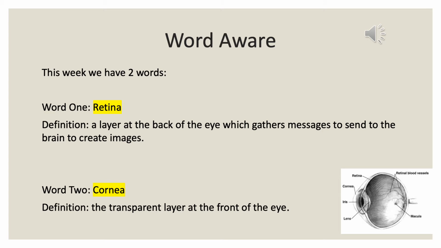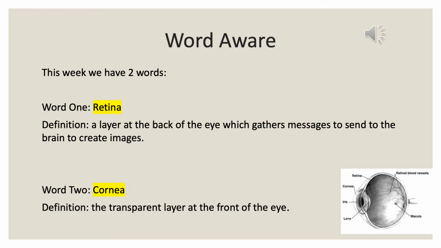So if you say it and I will say it. I say retina, you say. Okay, and if we clap out the syllables, so it is retina. So we've got 3 syllables, okay? If you want to have a couple of goes at that, it is retina. Okay, and the definition of the retina is a layer at the back of the eye which gathers messages to send to the brain to create images. Okay, so a layer at the back of the eye which gathers messages to send to the brain to create images.